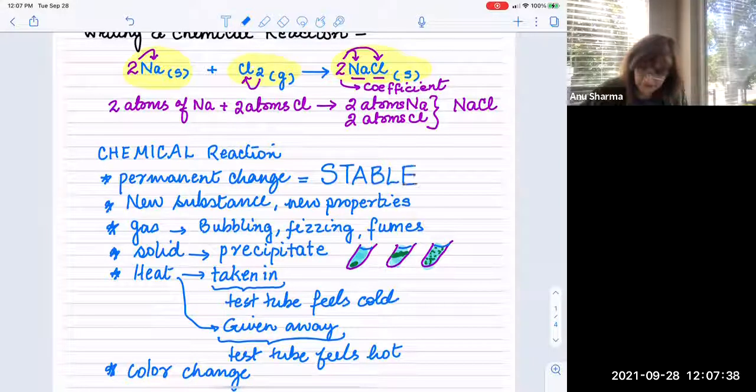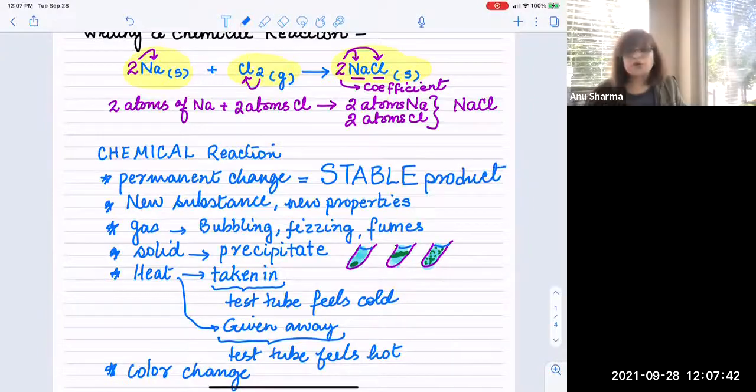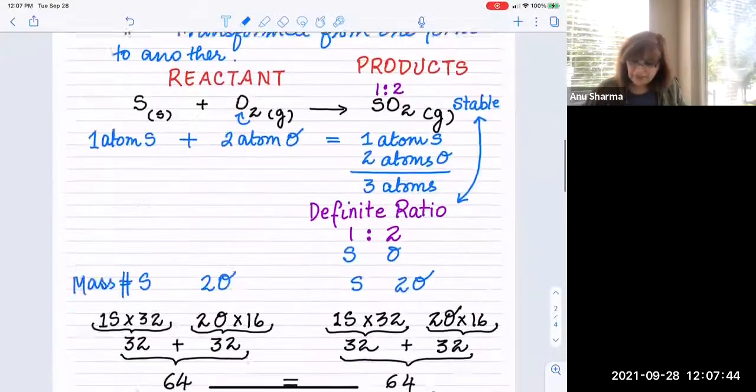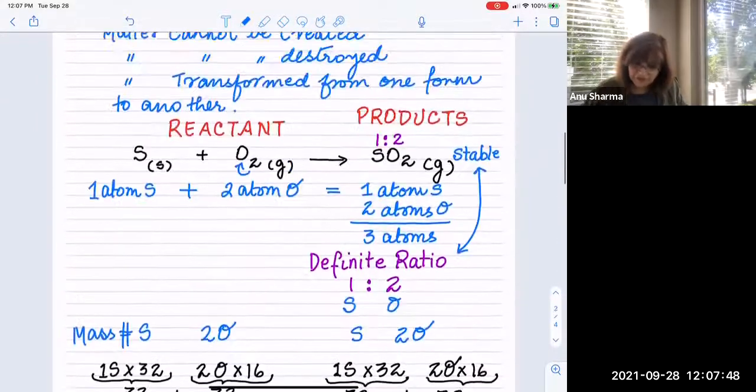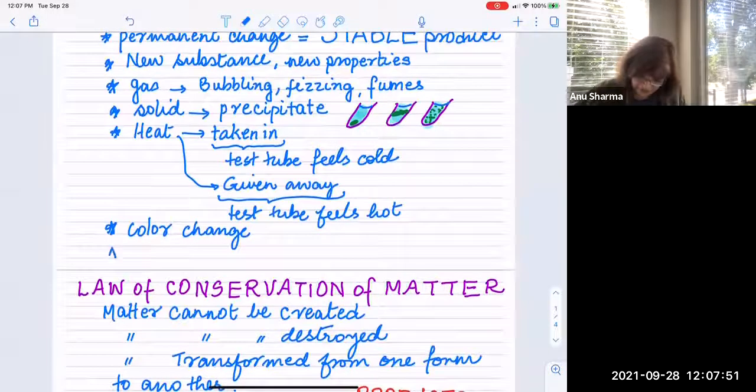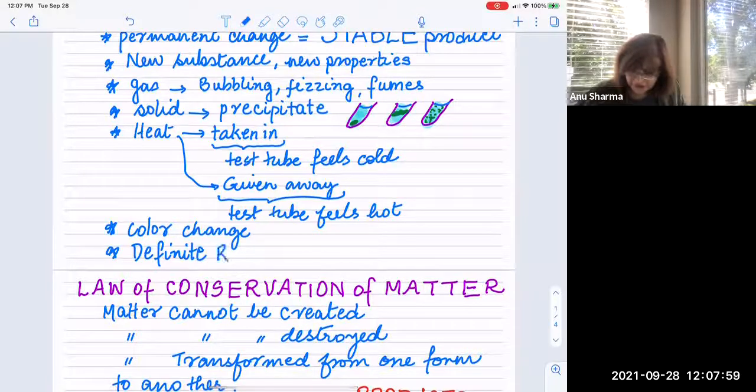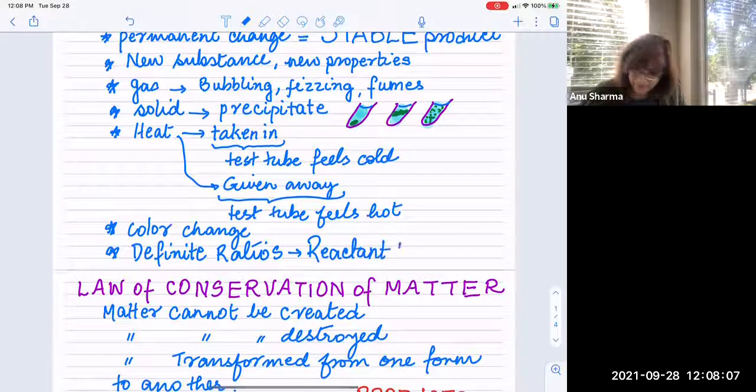product, right? And if the product is not stable, then the reaction continues to go on till it gets a stable product. Okay, and that stable product, like we said, is always in a definite ratio. Stability is achieved in definite ratios, reactants combine.